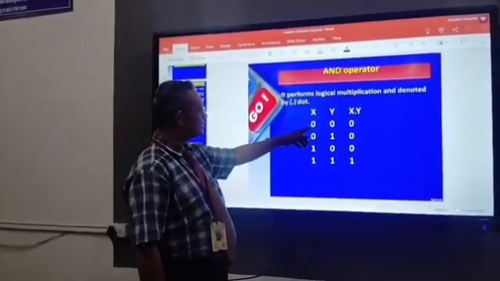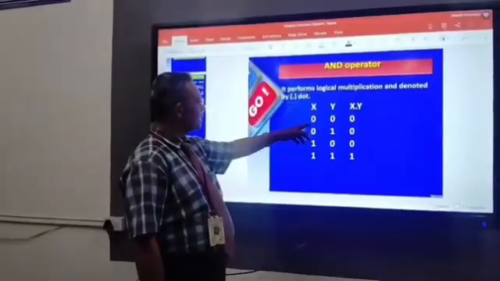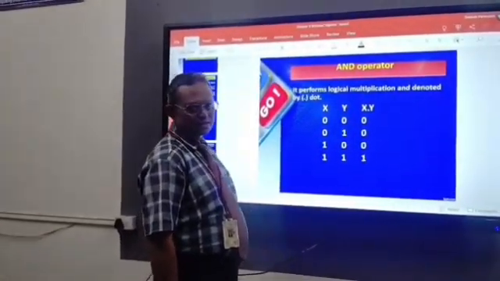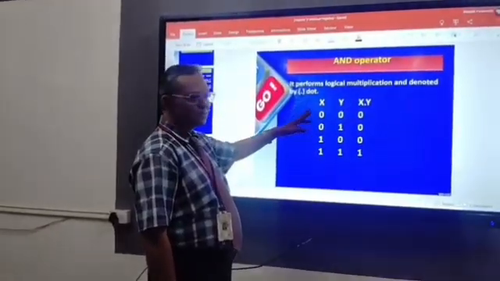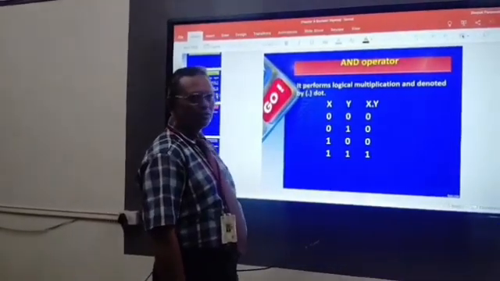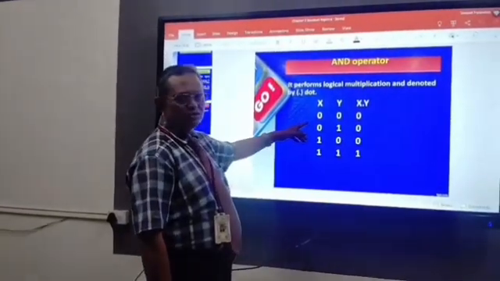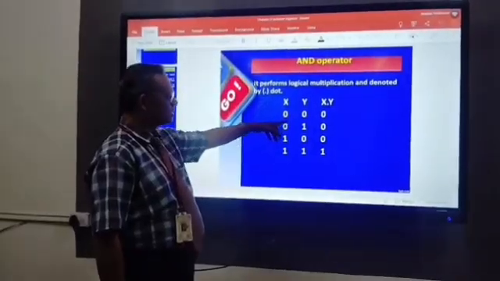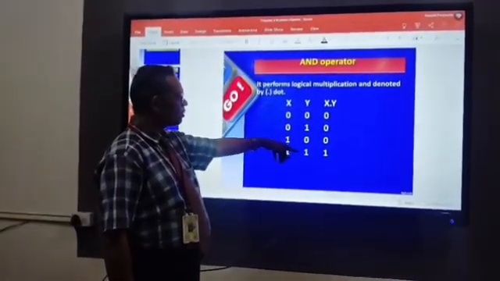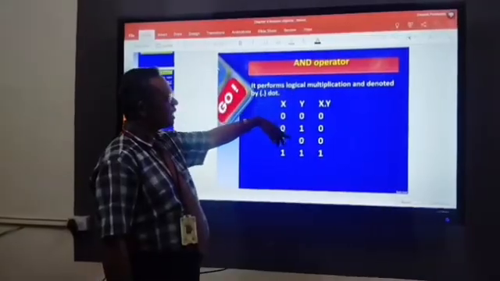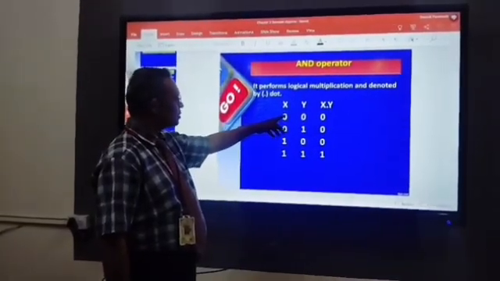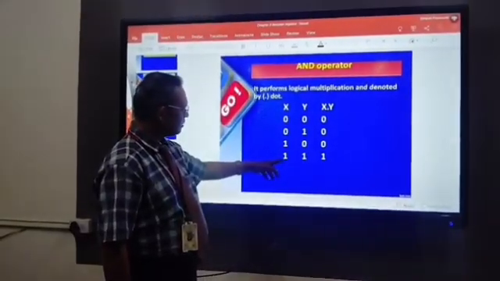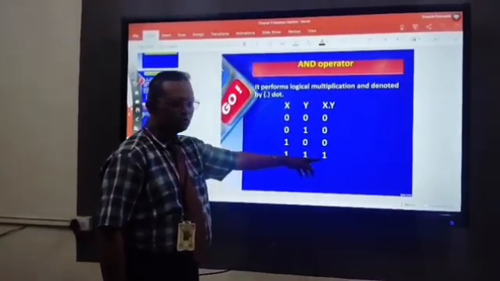As we discussed earlier, the inputs can be either 0 or 1. Since we are talking about digital system design, we will be talking about only binary values, zeros and ones. Here x may have 0 as well as 1. Sometimes y may have 0 or 1. So the expected AND operation is: if x is 0 and y is 0, the output should be 0. Similarly, when x is 1 and y is 1, the output should be 1.